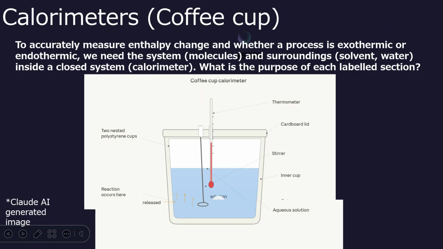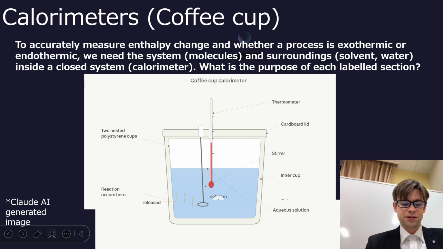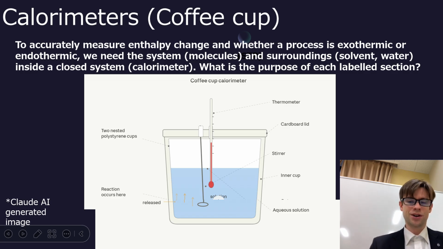Moving on. So the way that we often do this is with calorimeters in the lab. Calorimeters are used to measure heat changes and enthalpy changes. So there's kind of like a baby version, basic version that mostly everybody in high school uses, the coffee cup. To accurately measure enthalpy change and whether a process is exothermic or endothermic, we need the system, the molecules, and the surroundings, the solvent, usually water, in the container. In a closed system, this calorimeter.